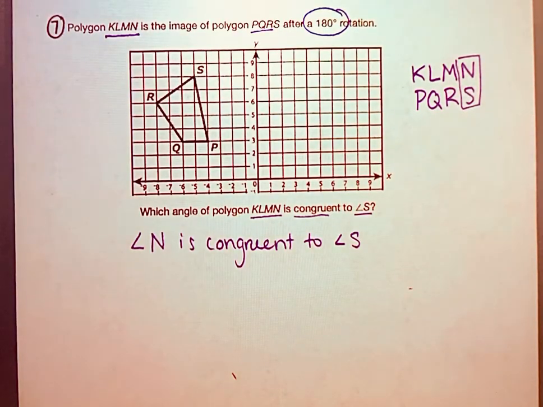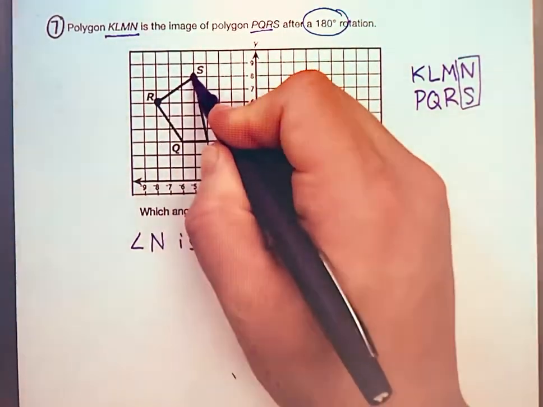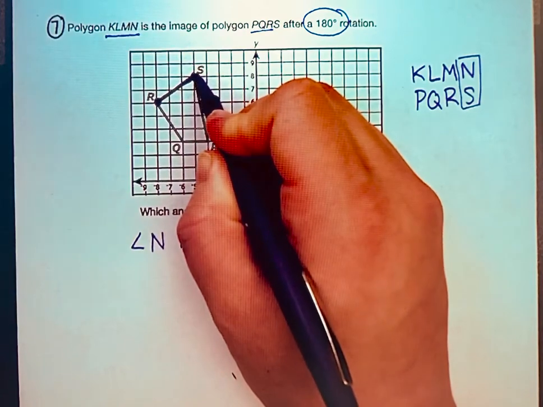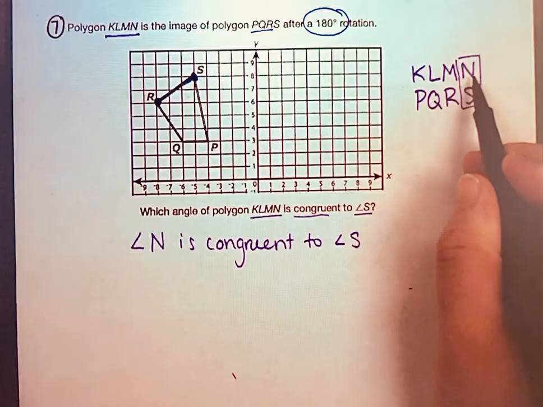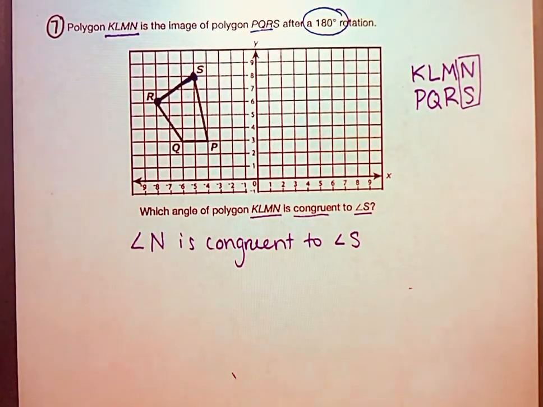They could ask you about a line. They could say, well, what line segment would match with RS? Well, RS would be MN. They can ask you lots of different questions on this topic. Make sure you know why the answer is what it is.